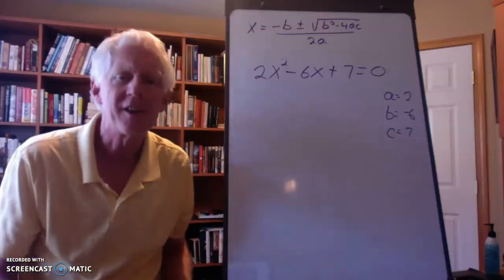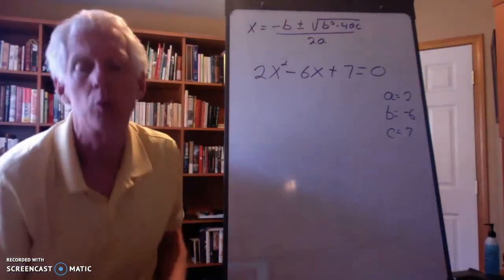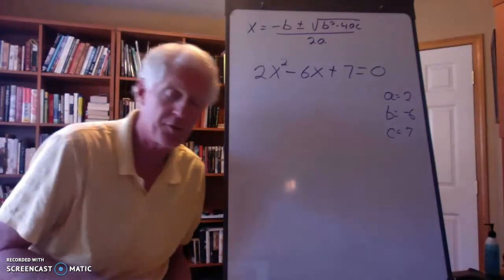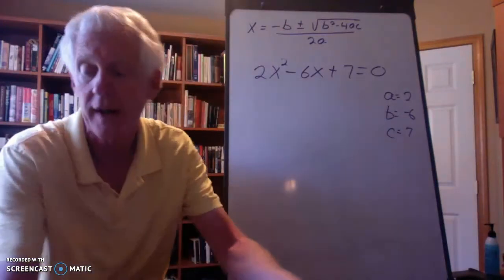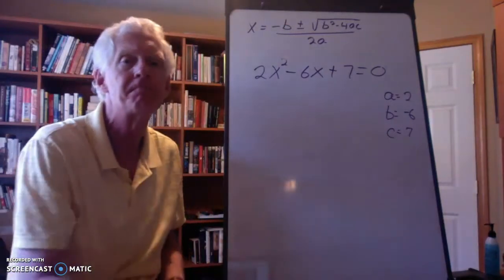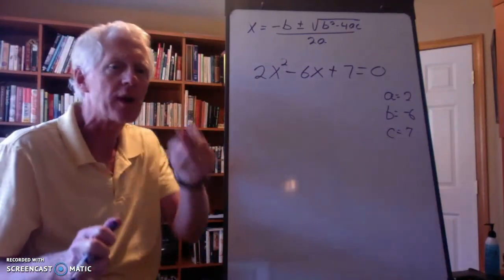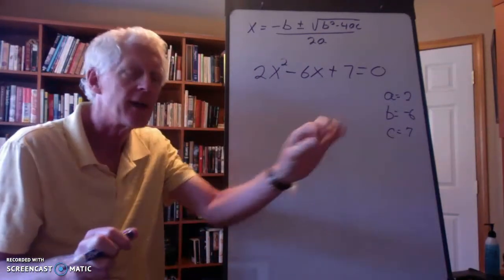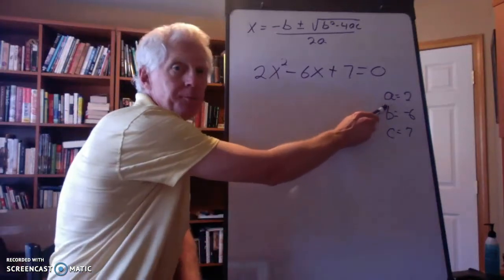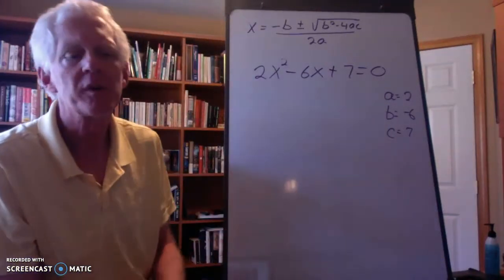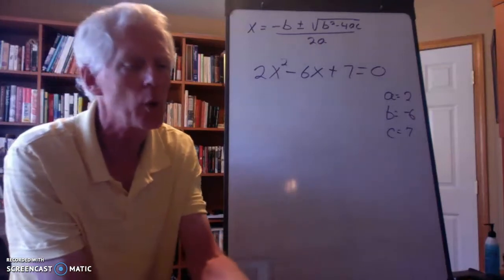And here's our last one: 2x squared minus 6x plus 7 equals 0. Same scenario. Let's go ahead and identify our A, B, and C, focus on the discriminant, and come up with our two answers for where this parabola crosses the x-axis. A is 2, B is negative 6, C is 7. So let's go ahead and write them out.